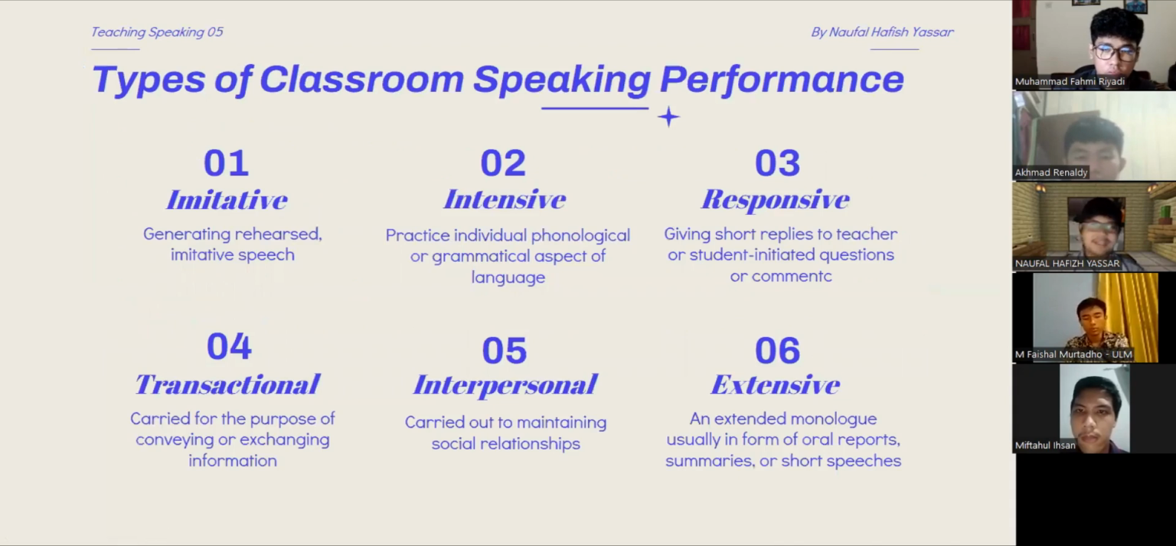And the next one is the types of classroom speaking performance. The first one is imitative. The imitative is where the class could rehearse and imitate speech, usually using drilling. Drilling gives students the opportunity to listen and to orally repeat certain strings of language that may pose some linguistic difficulty, either phonological or grammatical.